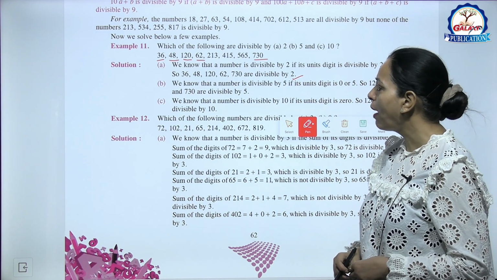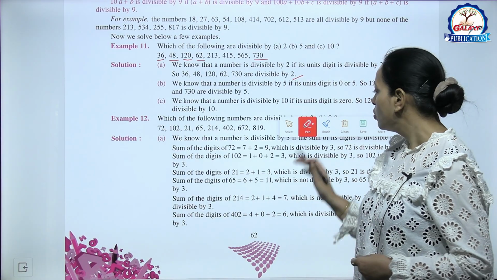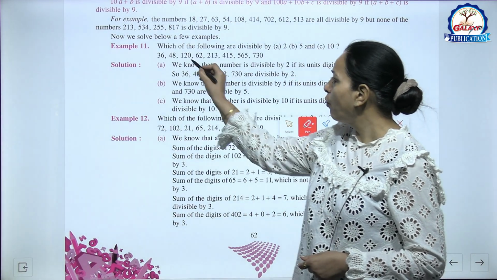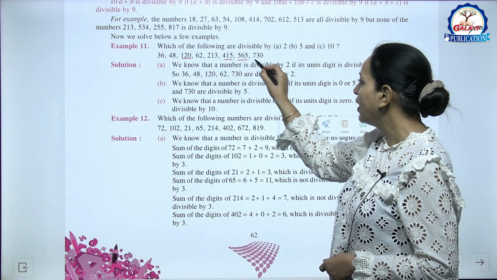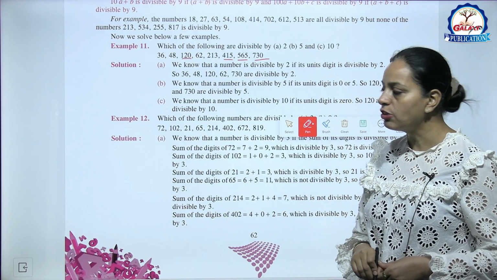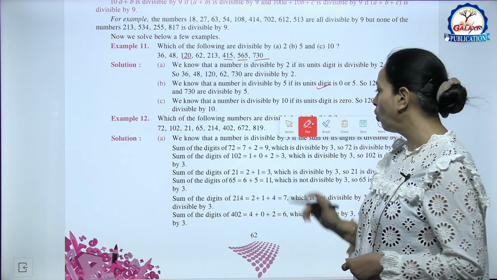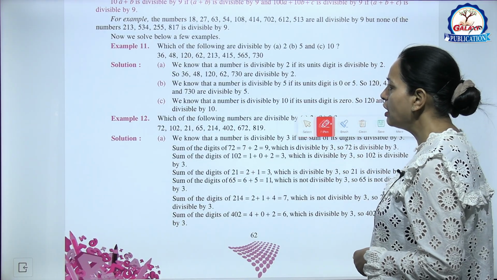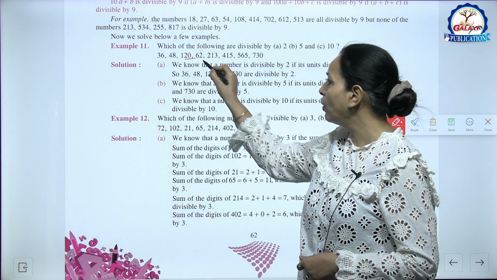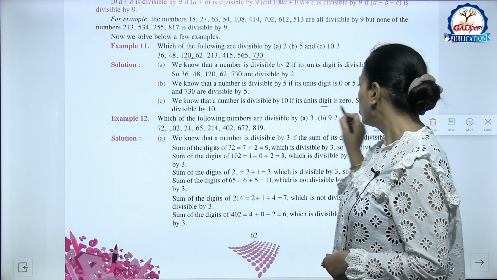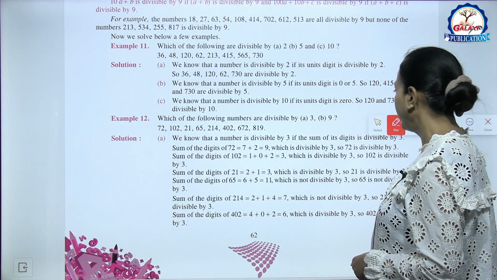Okay. Now B part, how we can check by 5? See, the unit digit must be 0 or 5. So here you can see 120 and 415 and 565 and 730. So these 4 numbers are divisible by 5 because the unit digit is 0 or 5. Okay. Now C part, by 10, see the unit digit, it must be 0. So 120 and 730. 2 numbers are divisible by 10, right? So very simple and interesting.